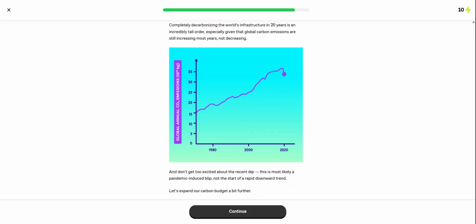Anyway, let's expand our carbon budget a bit further. A few more explanations to go before this chapter shuts off. Continue.